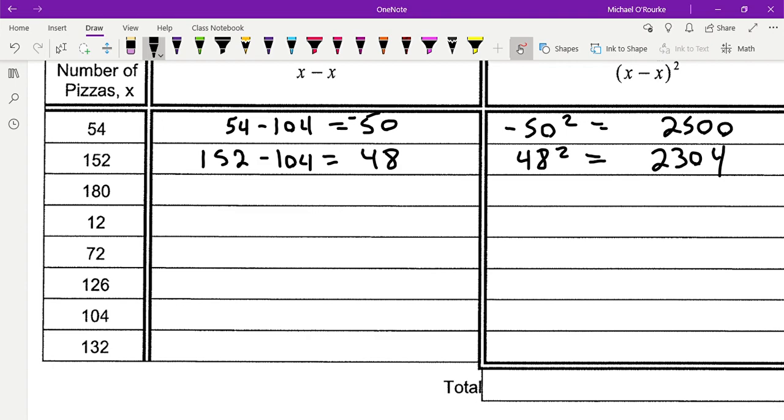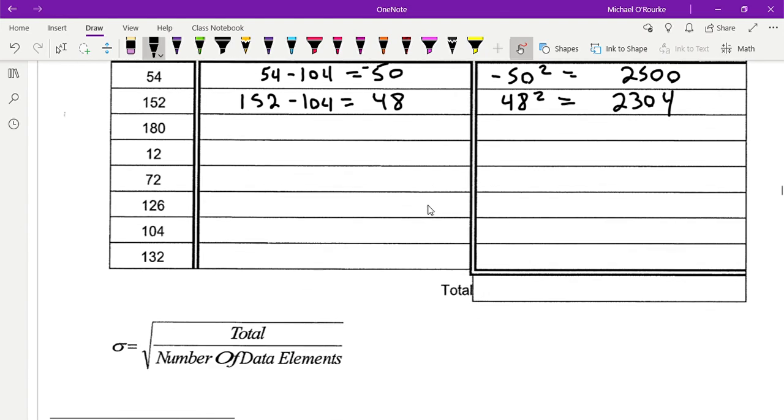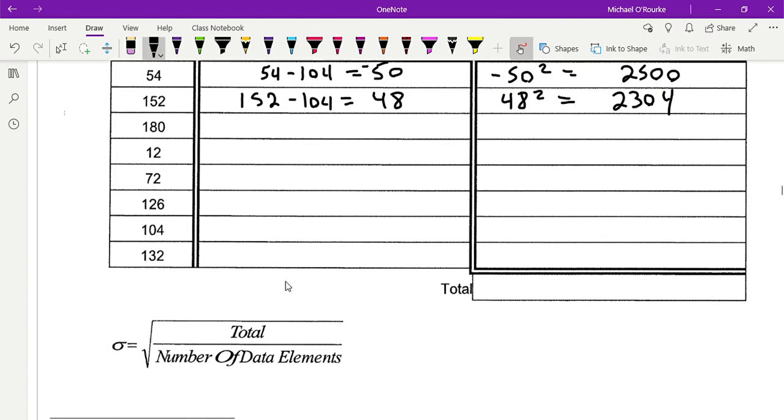Yeah. Okay, now once you get your total, you're going to add up all these numbers, like the 2500, the 2304. You add up that. Then you can finish off the equation by taking your total, dividing it by the number of data points, which is 8, and then take the square root of that number. Wait, what did you say?